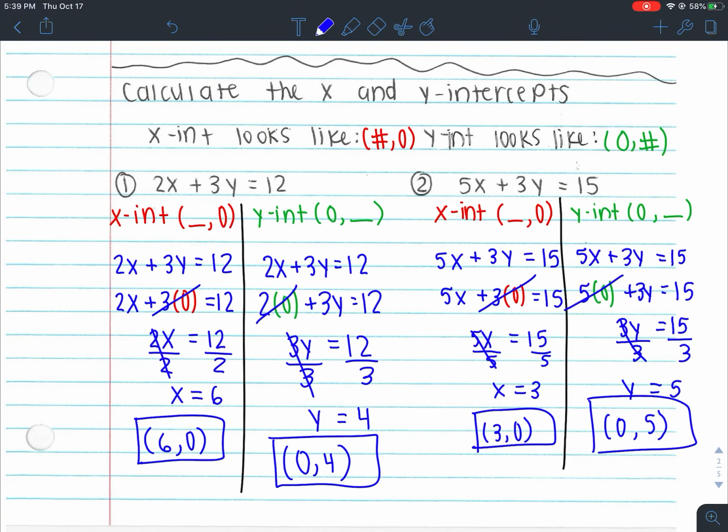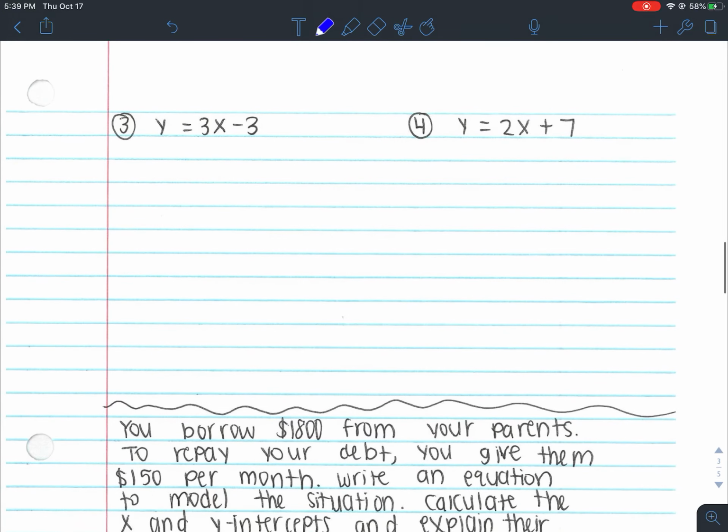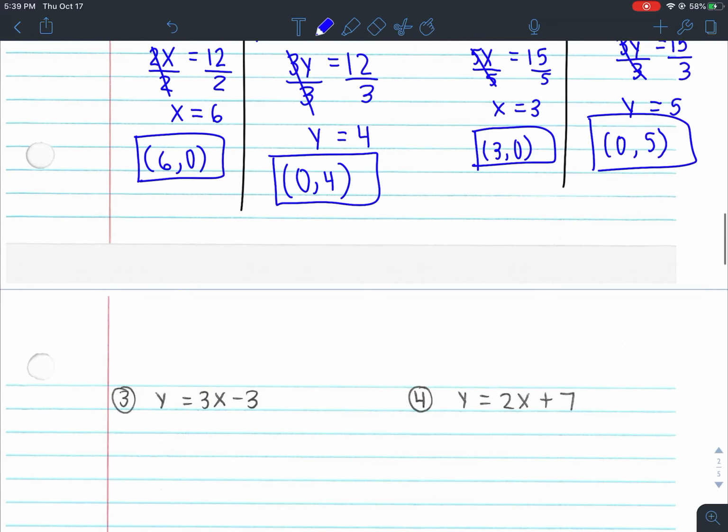How do I know it looks like that? Because I know the form that it's (0, blank). The only way to mess this up is if you forget what an x-intercept looks like and what a y-intercept looks like. But the easy way to remember that is you're solving for x for an x-intercept and you're solving for y for a y-intercept. Now on the next page, we have 3 problems left, so we're almost done.